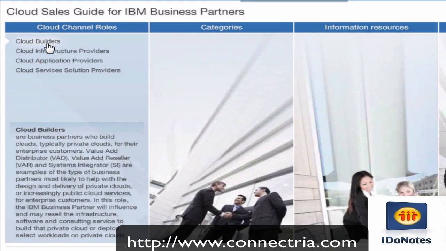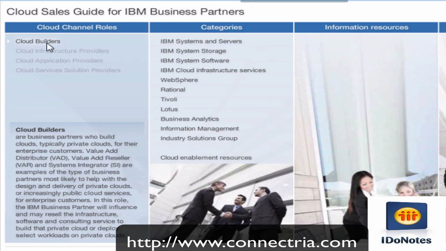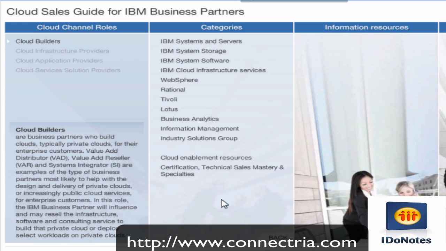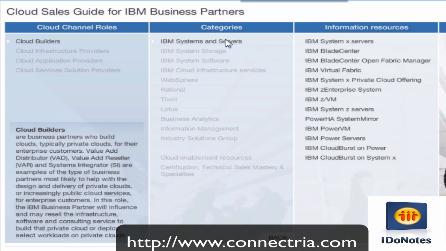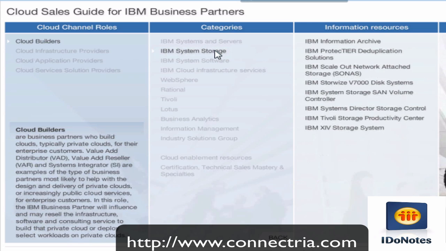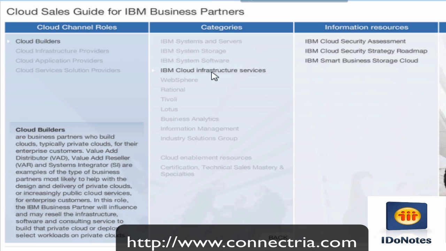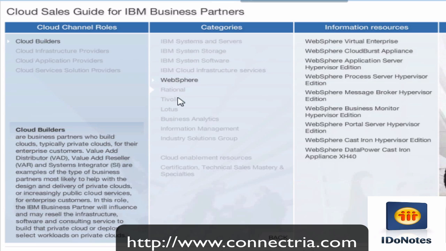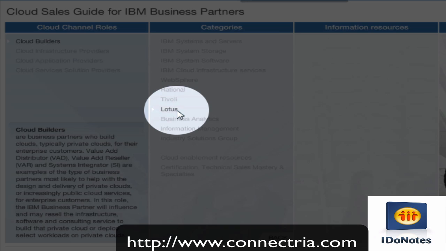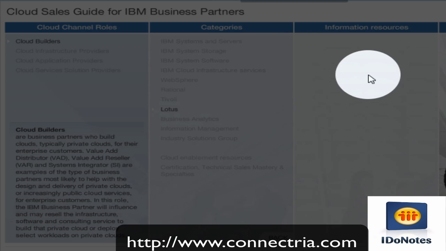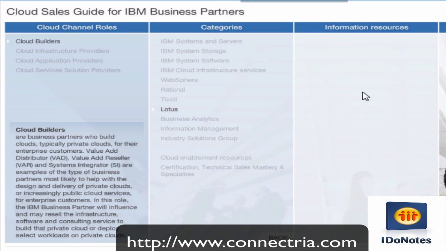So as you see, as a builder, partners who build clouds, typically private clouds, as you can see, for the enterprise customers. We've been doing this, so if I select that, I should get a list of categories, which I do. And if I actually grab some of these, I'll look, there's servers, of course. I can buy all different types, Blade server, System X, whatever I need. Storage is in there as well. Infrastructure services are there, WebSphere is there, Rational. But Lotus was pretty empty, as you can see. There's nothing under information resources, which was interesting enough.